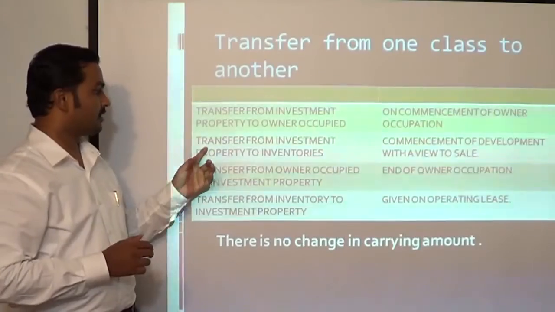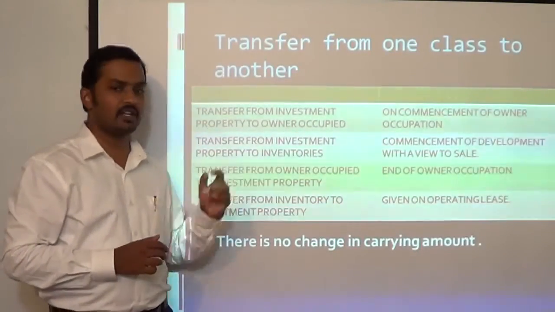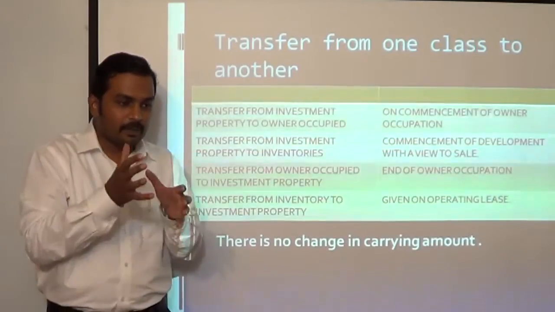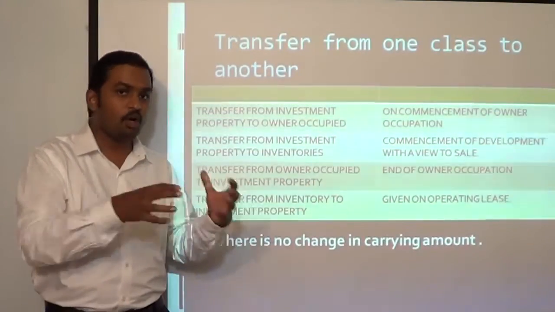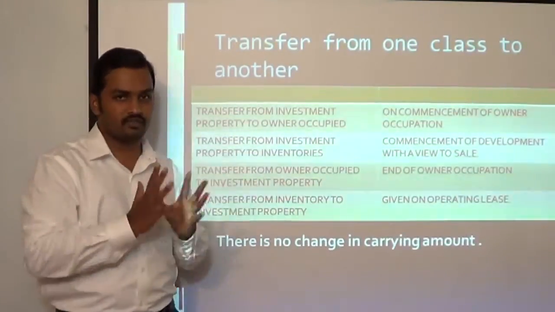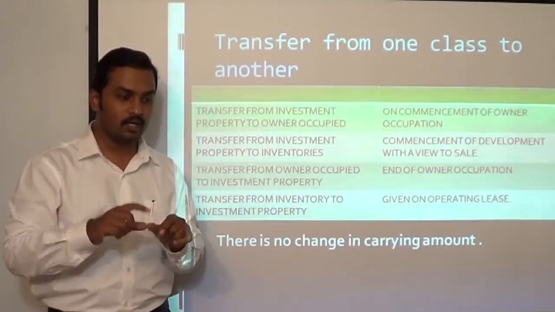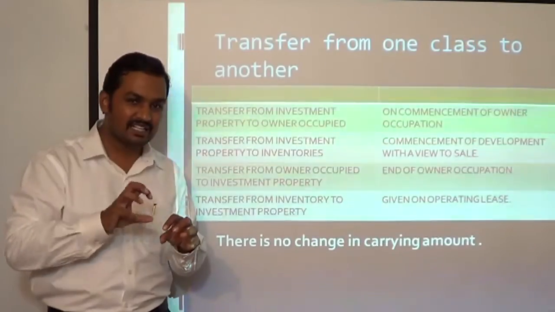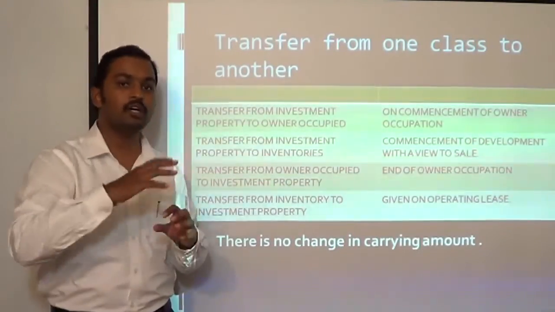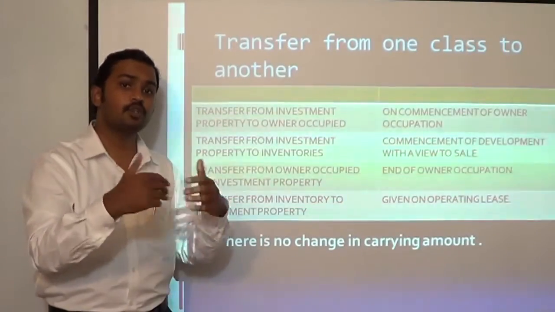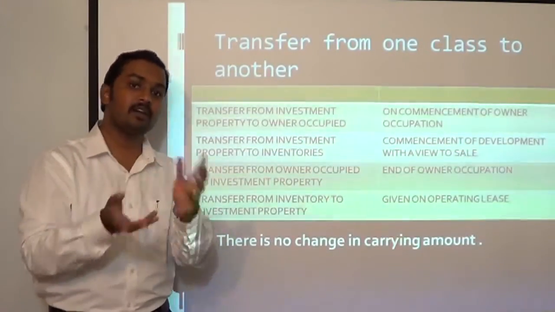Okay. Then transfer from investment property to inventories. There can be situations where you were holding a building for the purpose of earning income by way of rent. Now you have decided to sell away the units of the building. So earlier you had a big residential complex. You had given the units in that residential complex on rent to tenants on an operating lease. Now you have decided to dispose of those units. In such cases, it becomes inventory.